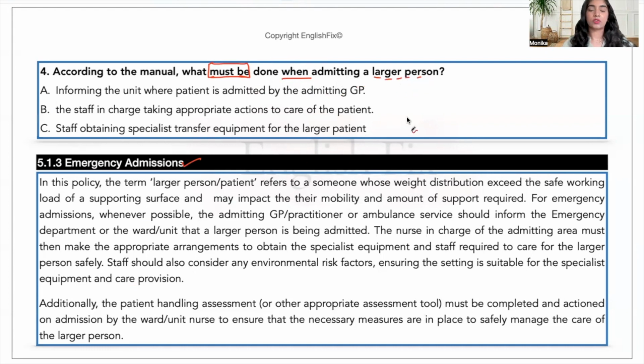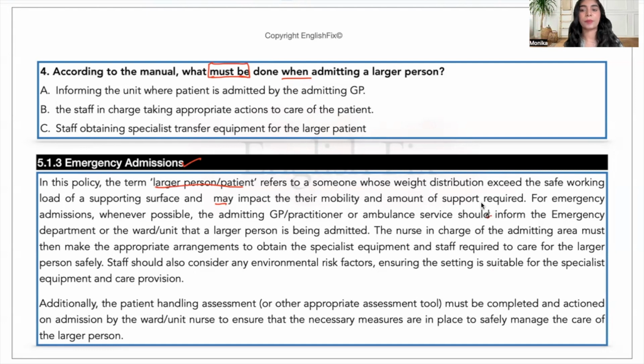What does it mean? From the first sentence, it becomes quite clear that in this policy, the term larger person or patient refers to somebody whose weight distribution is far more than the normal working limits, or they exceed the safe working limits of a supporting surface. Supporting surface could be anything, a sofa, a chair, a bed which is supporting you, a table even, okay? And it can impact that larger person's mobility, and the amount of support that they require. So their weight distribution can affect what kind of bed they have, what kind of support they will need to move around.